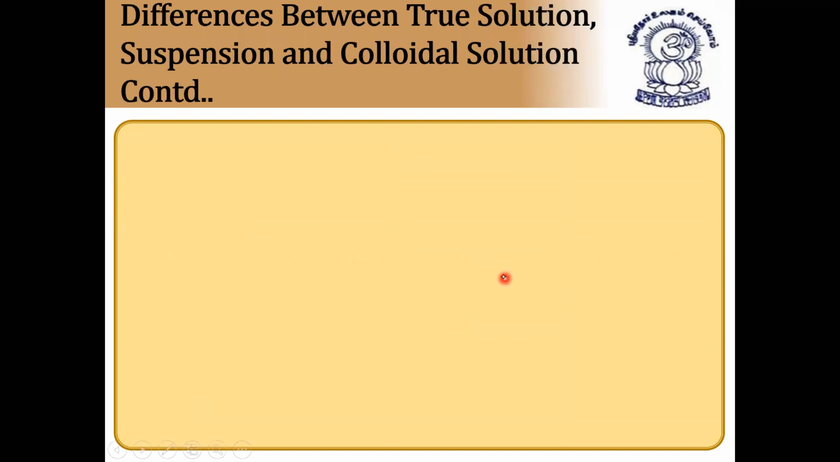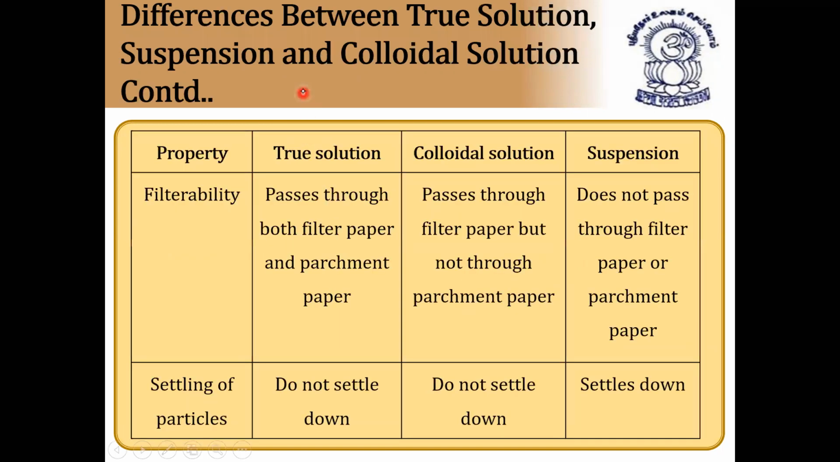Next, differences between true solution, suspension, and colloidal solution continued. Filterability: a true solution passes through both filter paper and parchment paper, which is nothing but a semi-permeable membrane. And a colloidal solution passes through only filter paper but not through parchment paper.